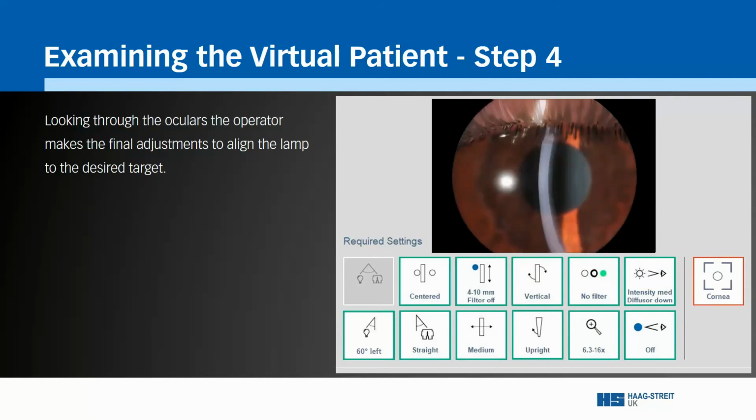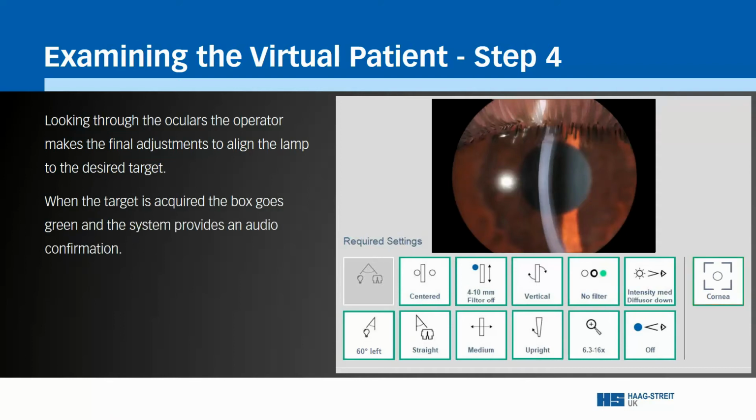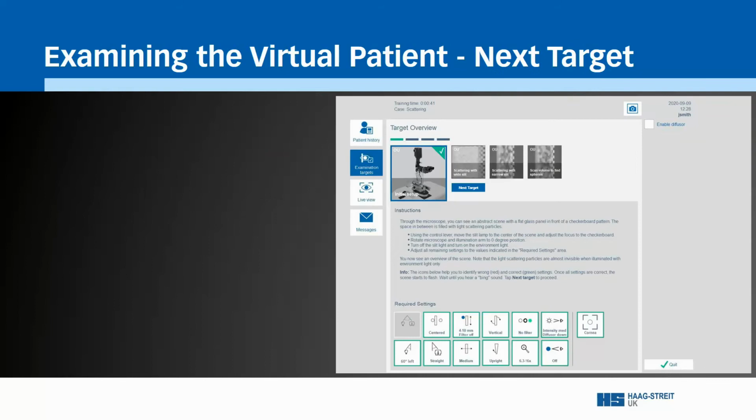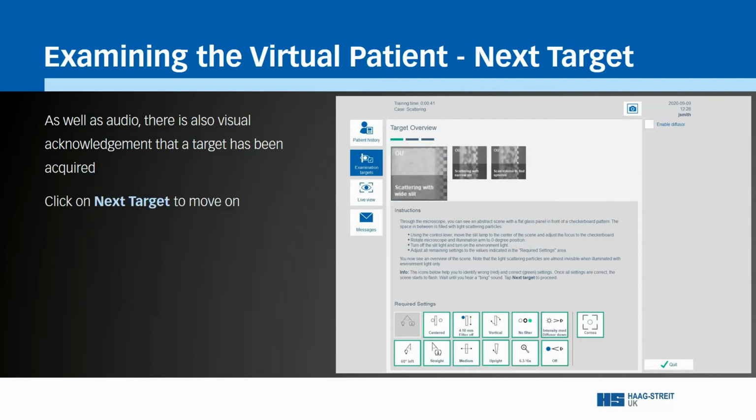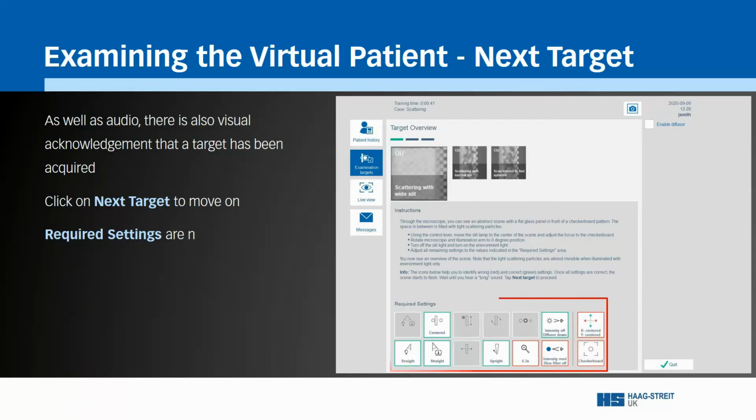When this is done, the final required setting box will turn green and the system delivers audio confirmation. "Initial setup correct." As well as the audio, the system also provides visual confirmation that a task has been completed with a green tick in the box. The ability to select the next target is then revealed and the trainee can move on with this particular case. Notice that the required settings are nullified and may change to reflect the nature of the next target.